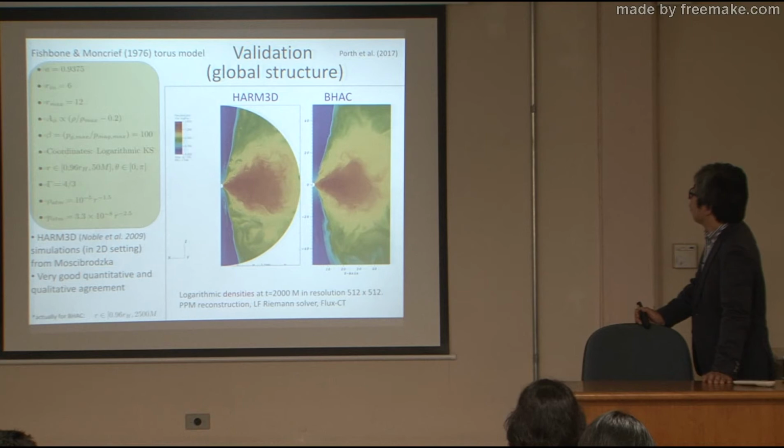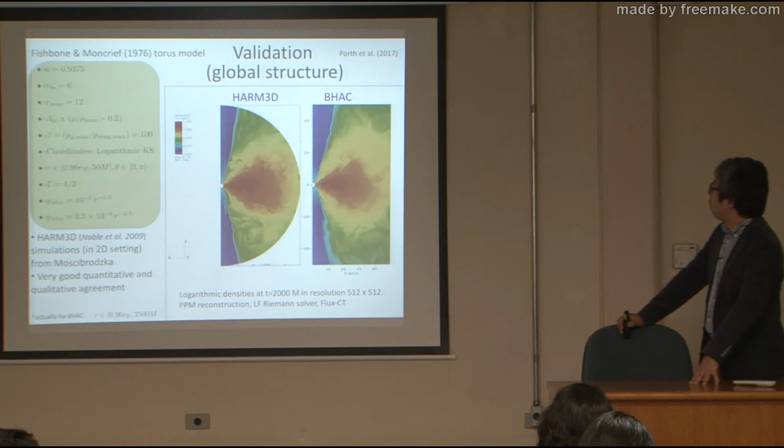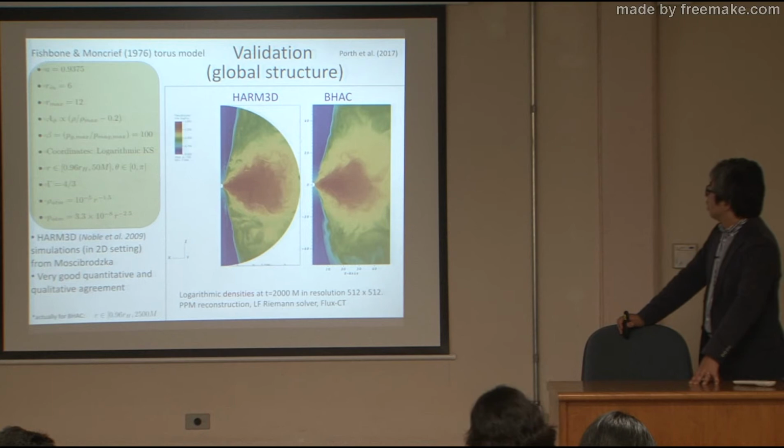Okay. But yeah, global structure is... Do you have an idea why this is, I mean, less, let's say, more laminar than the harm? This is not sure yet.